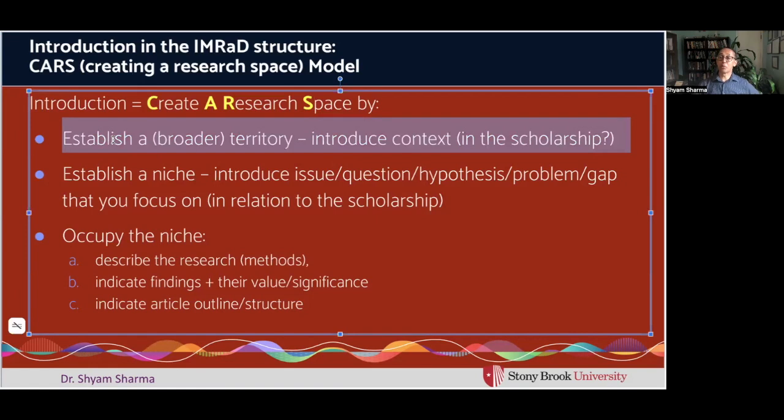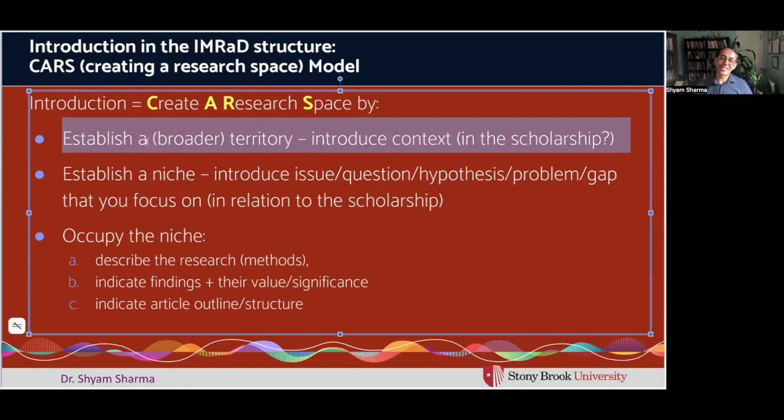How do they create a research space? First, they establish a broader territory by introducing the context in the scholarship or in the society of what they want to study. Once they create that broader territory for research, they identify a particular niche or a small territory. A niche is a small space. It could be a problem or a question or a hypothesis or a gap that they identify. That is called a niche. And that niche is established in relation to the scholarship.